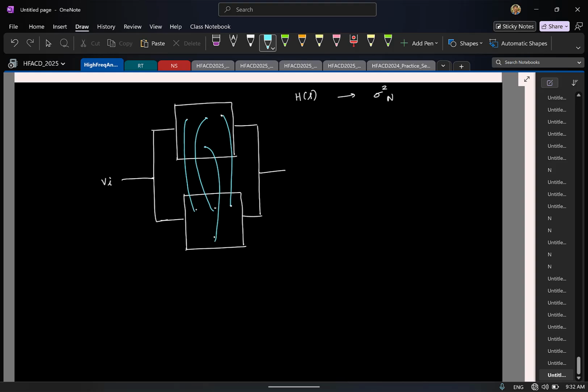If I do this, it's clear that the transfer function is not changing, right? But the moment I connect the nodes this way, in my original circuit, if I had a resistor R, after doing this connection, what is the effective resistance I'll have? Similarly, if I have an inductor L, or a capacitor C, or a gm, how much will it become?